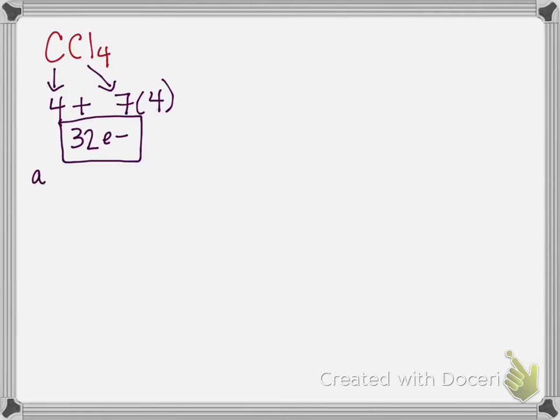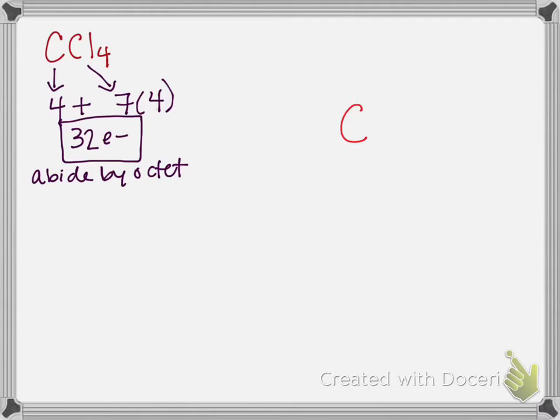I have to abide by the octet. Everybody wants 8 electrons around them. So we're going to start with who is going to be our central atom. In this case, we have carbon and 4 chlorines. Chlorine is really close to fluorine. It's in the same family. And carbon is a very good central atom. In fact, if you see these 4 chlorines, you know that they're going to bind to this carbon. So I'm going to put carbon as the central atom.